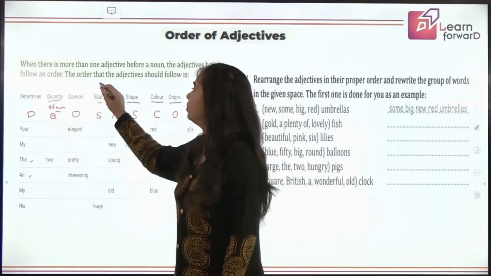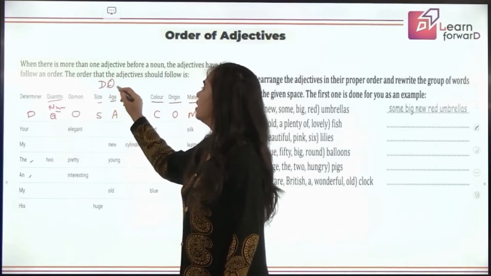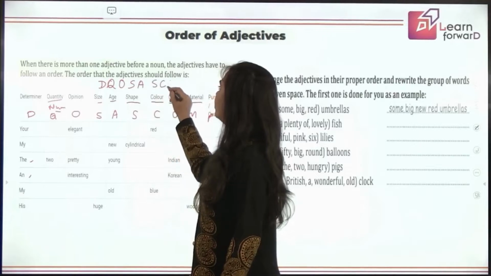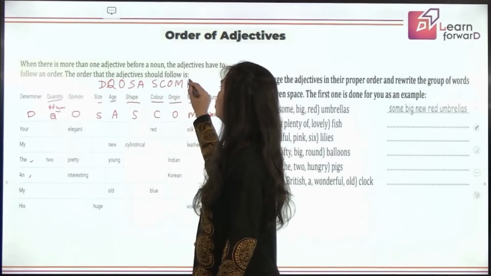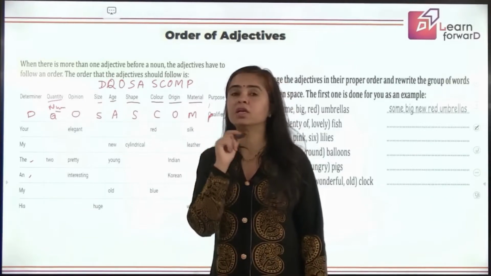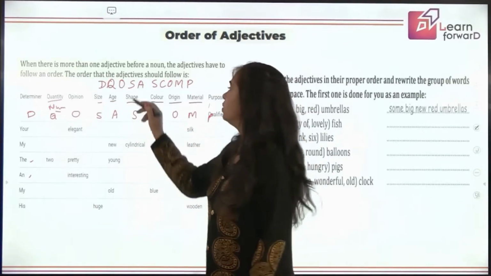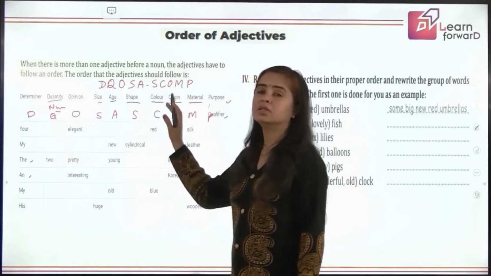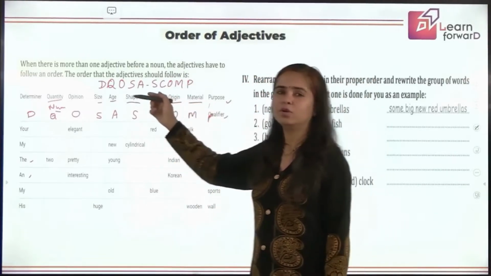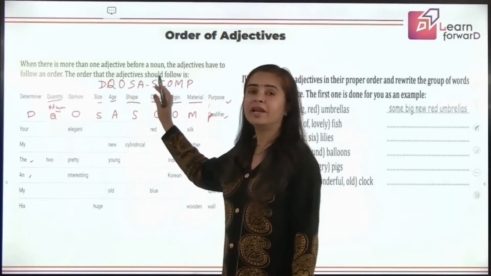And how do we remember? Dicosa, scomp. See, it has no meaning at all. But I am sure the way I am saying it, dicosa, scomp, you will be able to remember this word. This is the acronym. And let us just find out. Do you remember what each letter represents?